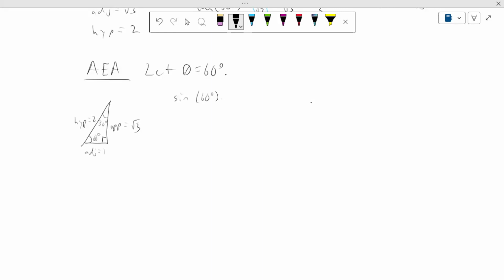Sine of 60 degrees is opposite over hypotenuse, which is square root of 3 over 2. Cosine of 60 degrees is adjacent over hypotenuse, and tangent of 60 degrees is opposite over adjacent. Now we have cosecant of 60 degrees, the reciprocal of sine, so that's 2 over the square root of 3. We're going to rationalize it: 2 square root of 3 over square root of 3 times square root of 3, which is just 3.